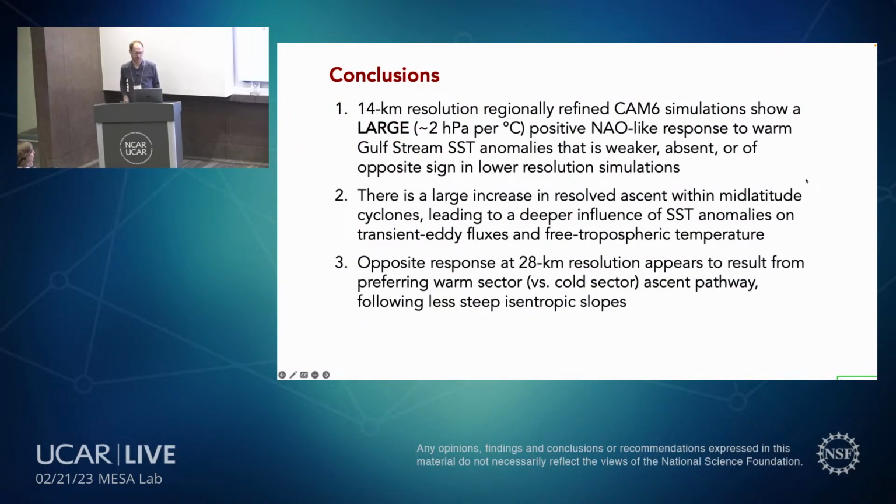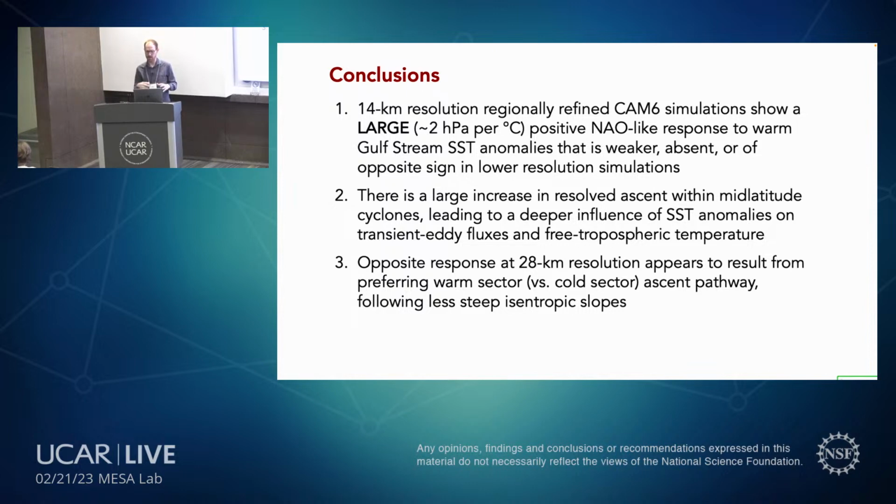So in conclusion, if you go to 14 kilometer resolution, you get a much larger NAO-like response to warm Gulf Stream SST anomalies that is weaker, absent, or of opposite sign in lower resolution simulations. And this results from a large increase in resolved ascent within mid-latitude cyclones that acts to bring heat up into the free troposphere.